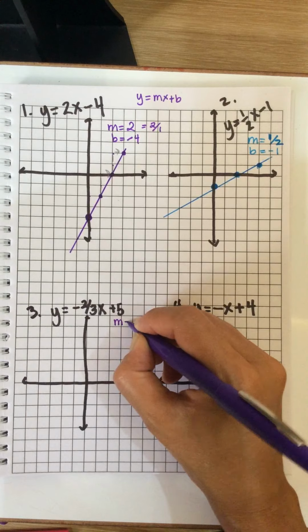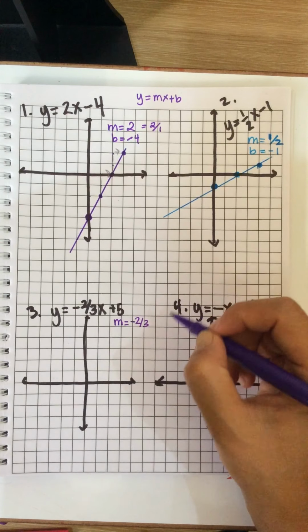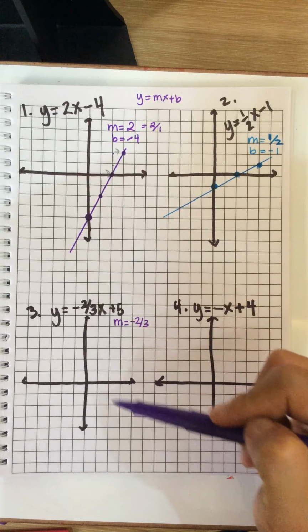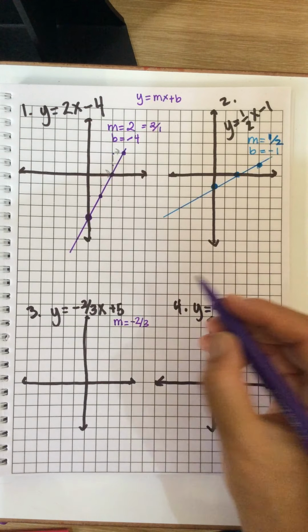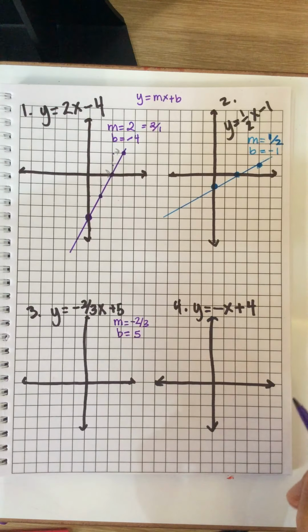So what's my slope? My slope is the number next to the x, negative 2/3. So this is the opposite of these two in that it's a negative slope. So it's going to be going down. So I need to keep that in mind. And then my y-intercept is 5, positive 5.